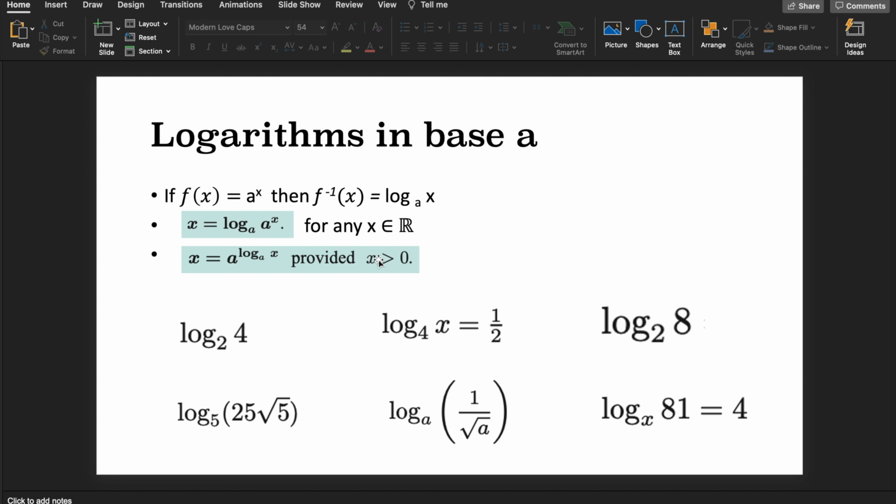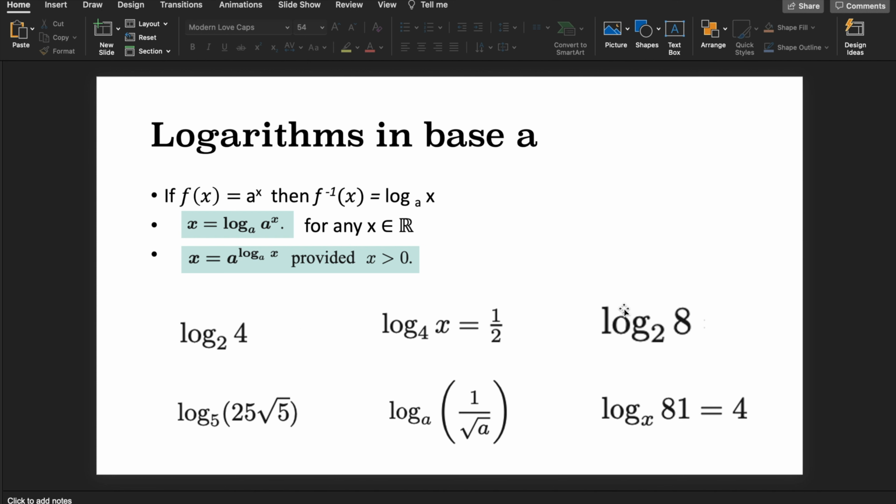And provided that a is greater than 0. It must be greater than 0 because if the base is a negative number, you can't really solve it. It's just a rule that the base must be greater than 0. It cannot also be 0.